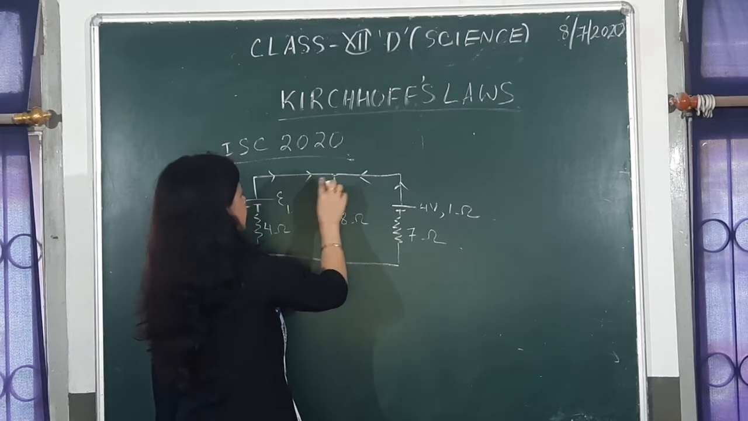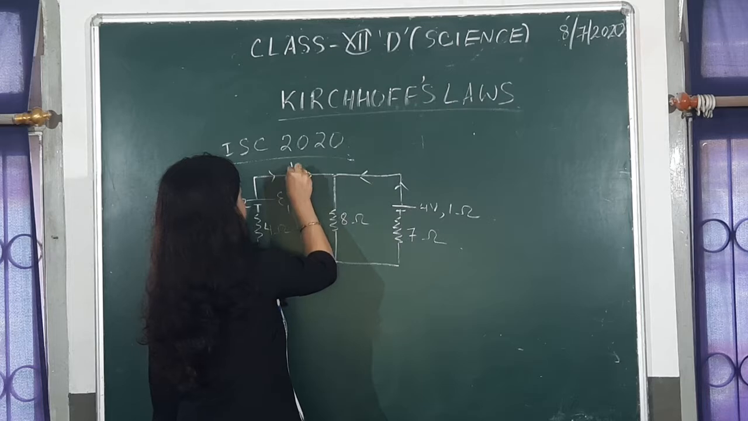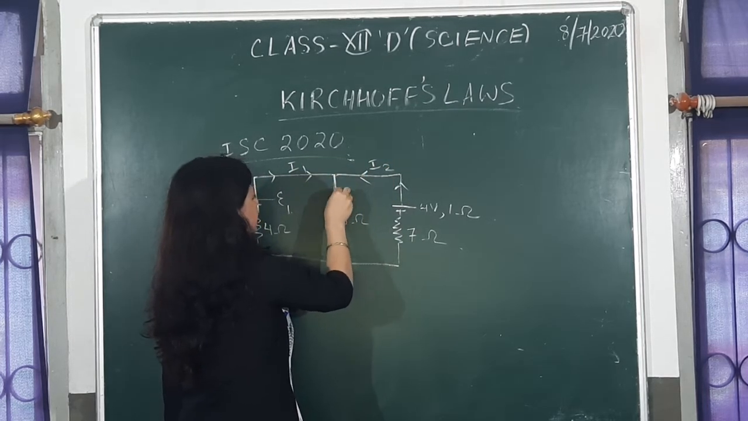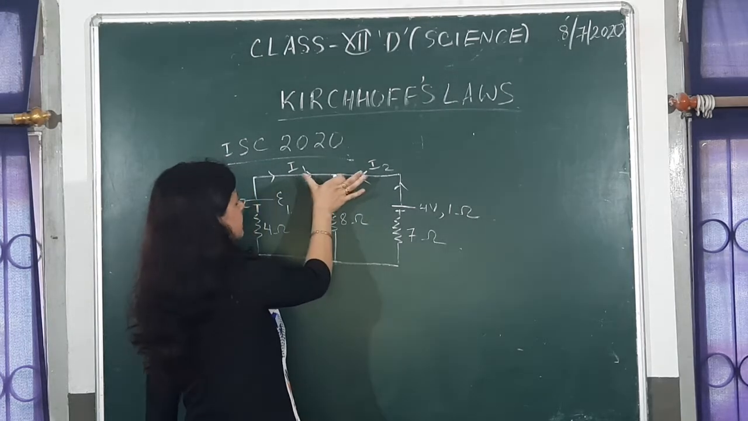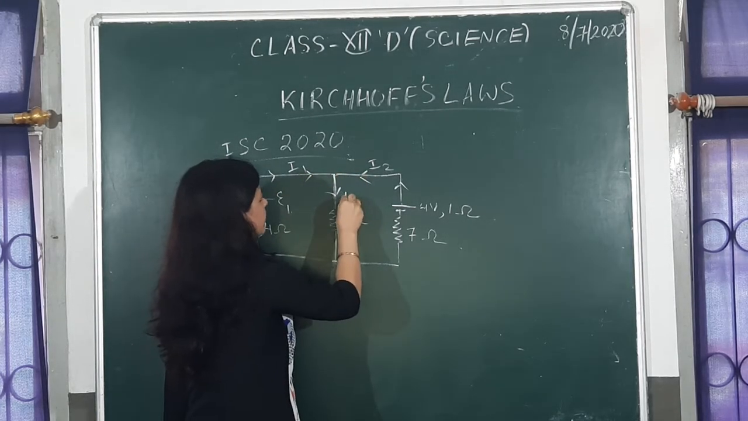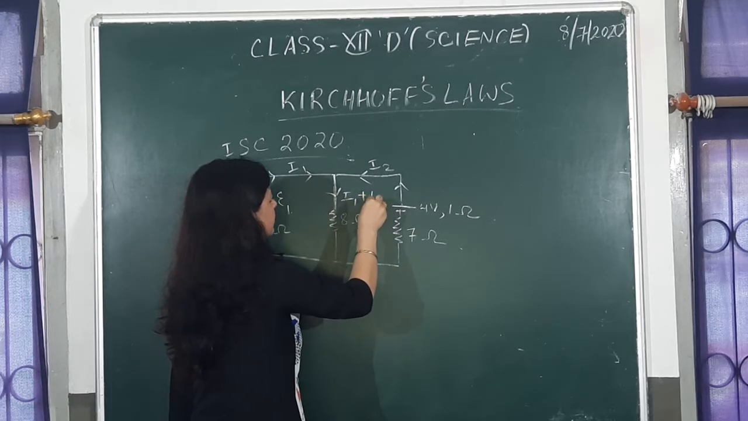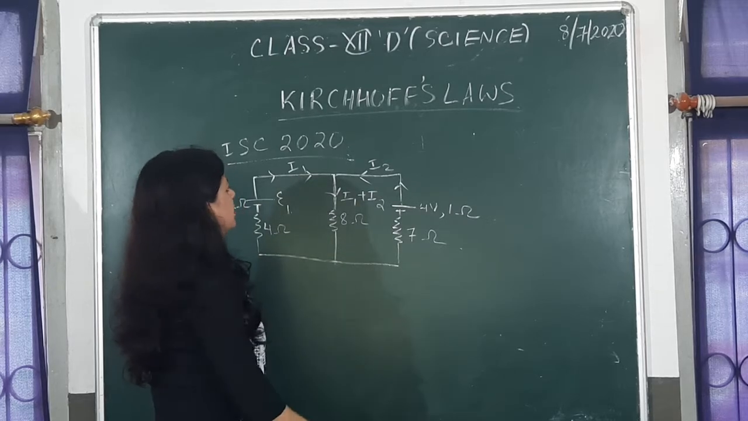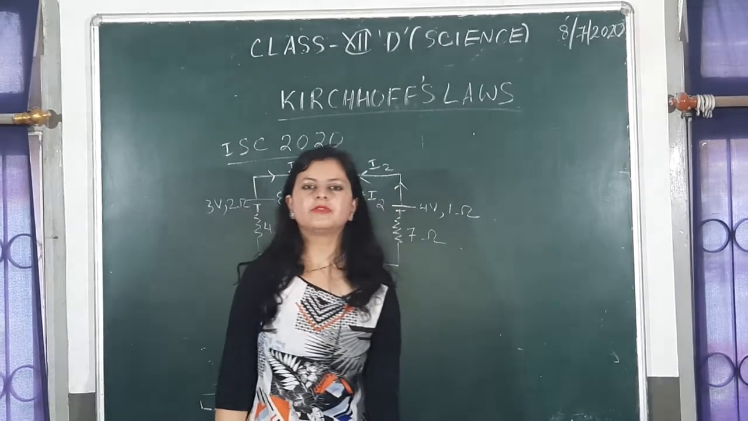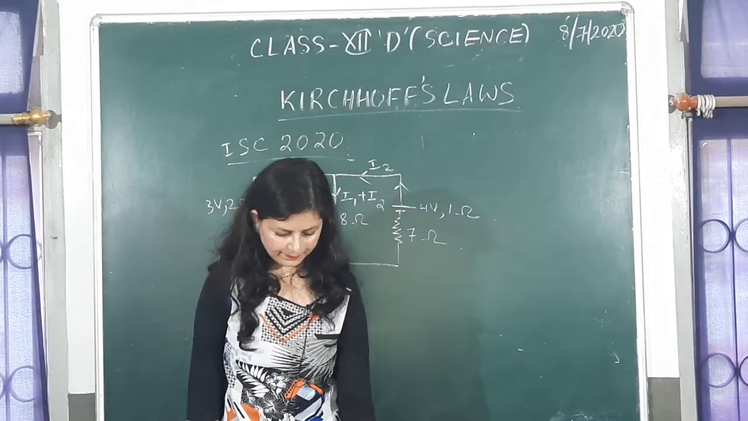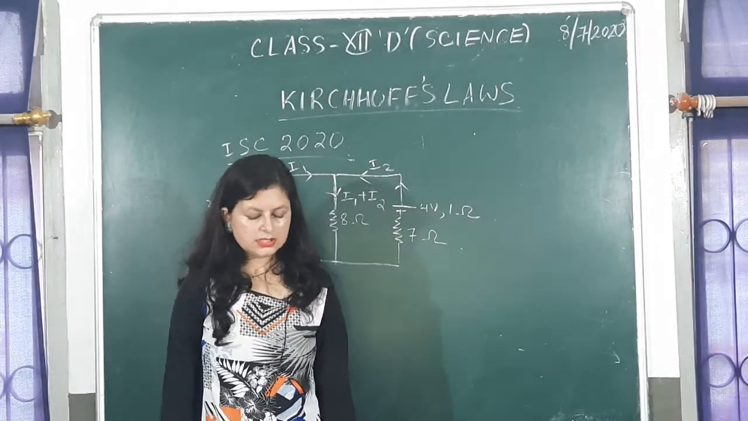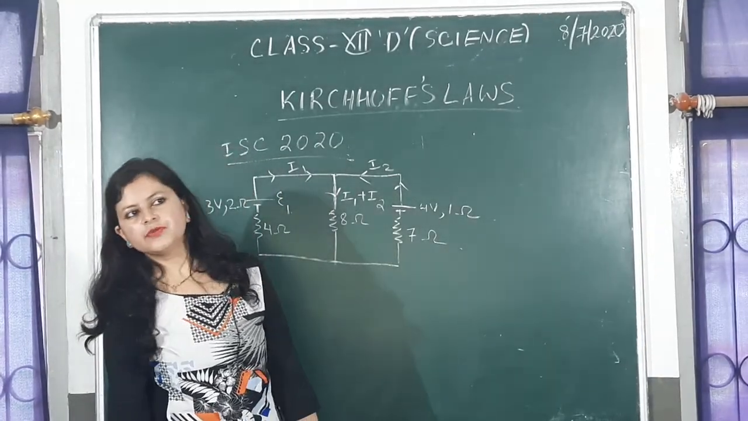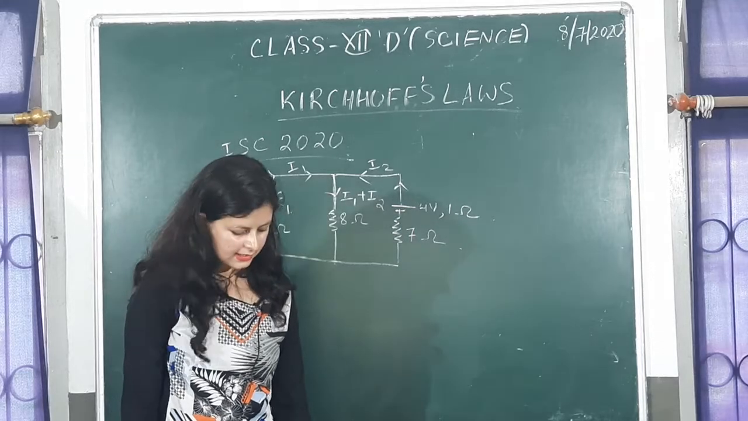Now you can see a junction here, current entering. This is I1, this is I2. Junction rule will be applied in the diagram itself. Current entering I1 plus I2 will be equal to current leaving, that should be again equal to I1 plus I2. Now the question is you need to find out the value of I1 and I2. To find out two unknowns, you are supposed to frame two equations in two variables. The two variables will be I1 and I2.